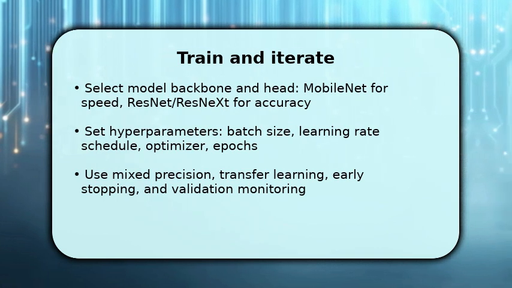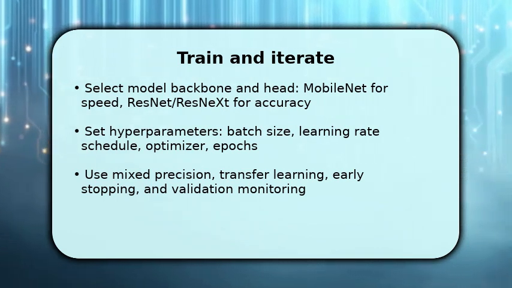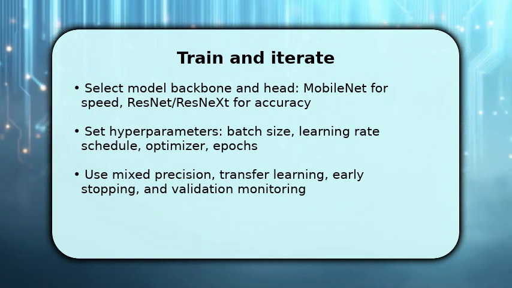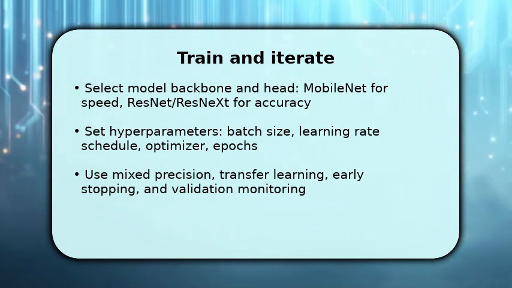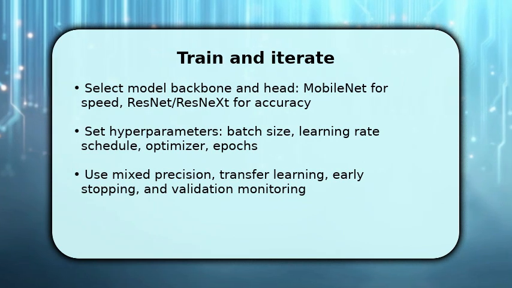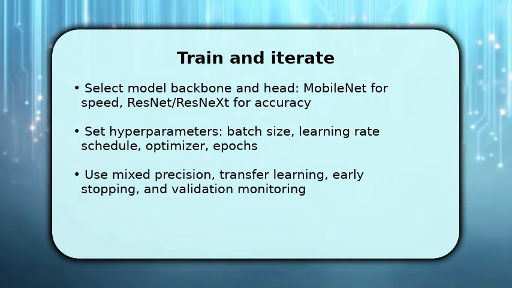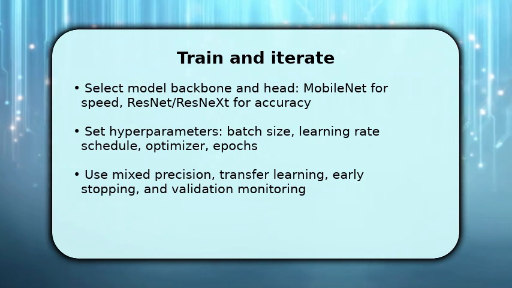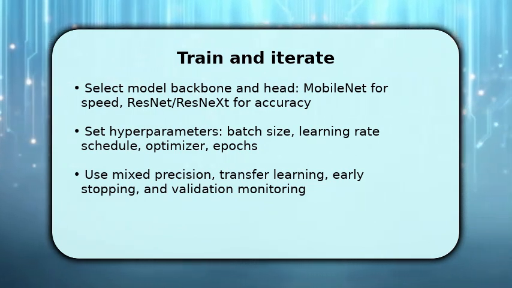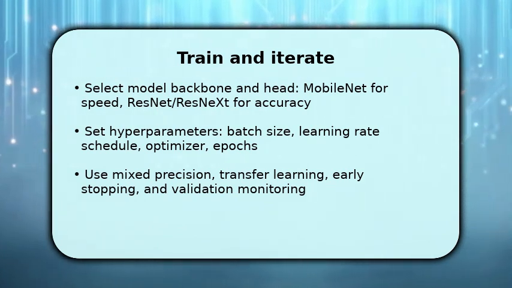Once training begins, monitor validation mAP, loss curves, and class-wise recall. Adjust learning rate, batch size, and augmentations based on trends. Make sure to enable mixed precision for speed, checkpoint regularly, and use early stopping to avoid wasted compute. Keep experiments tracked so you can reproduce the best settings.